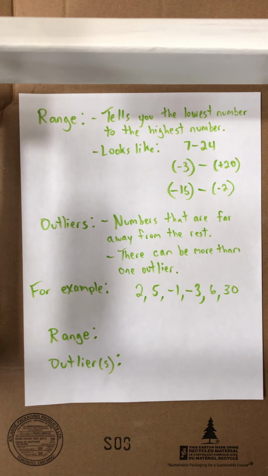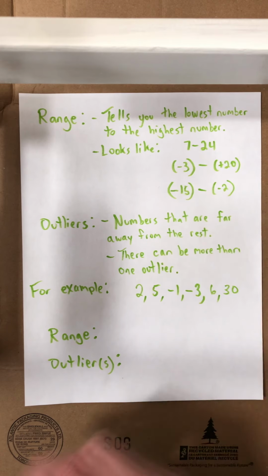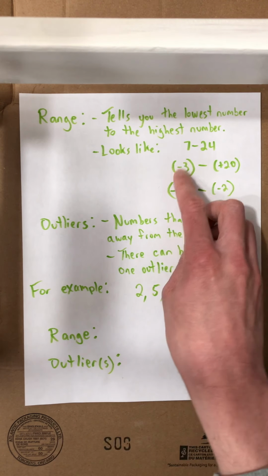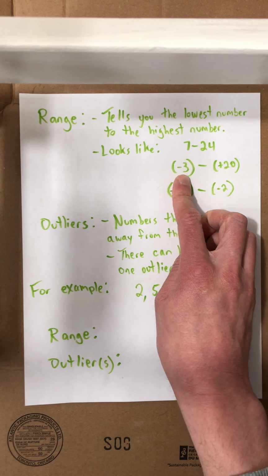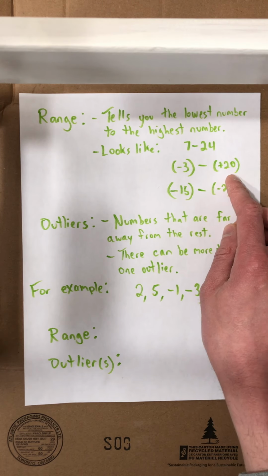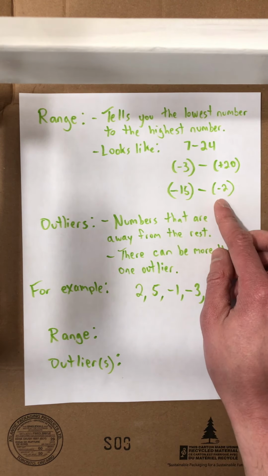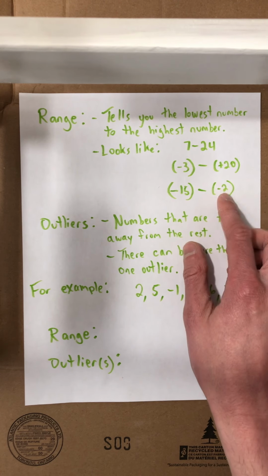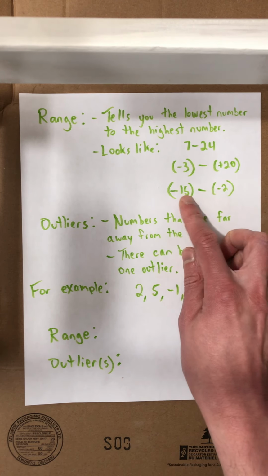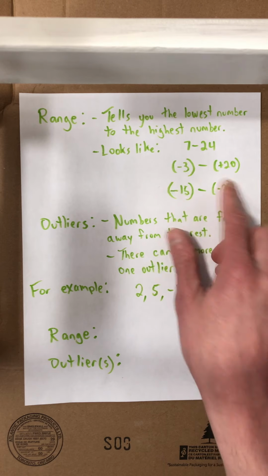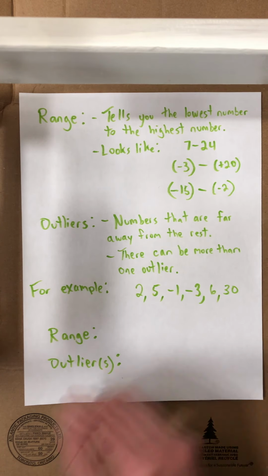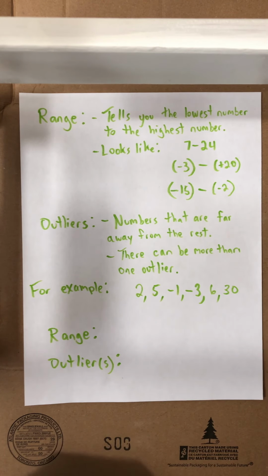Sometimes our data has integers. It has positive and negative numbers. So in that case, we'll put them in brackets. So another set of data might be from a lowest of -3 to a highest of +20. Or it might be from a lowest of -15 to a high of -2, and -2 being a much higher number than -15. And anyone who lives in Manitoba can tell you why -2 is a higher number than -15. It certainly feels a lot warmer.